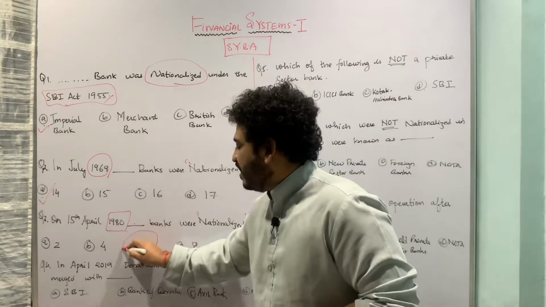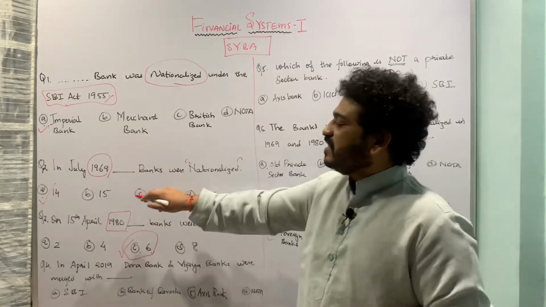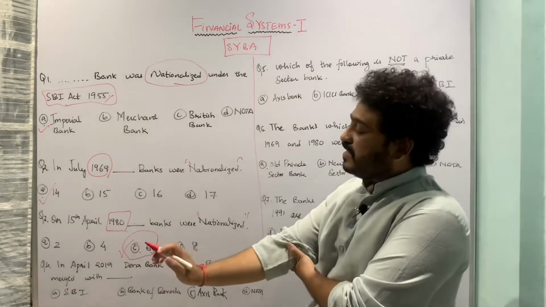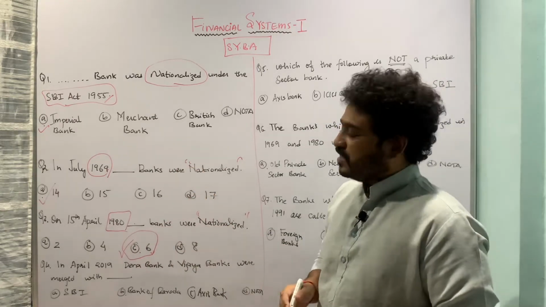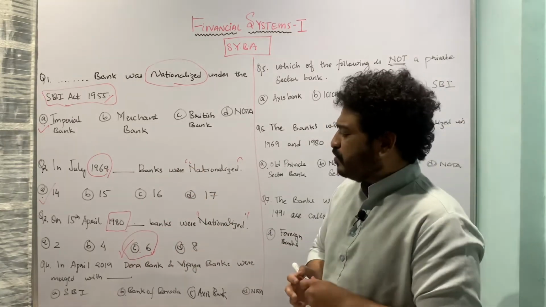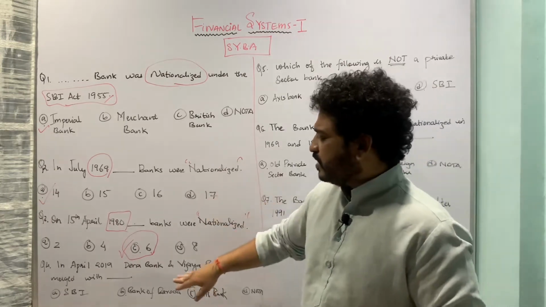So whenever you have a question with respect to 1969, therefore 14 banks were nationalized in 1969, and in 1980s there were 6 banks. I hope the idea is pretty much clear. Let us now move to the next question.